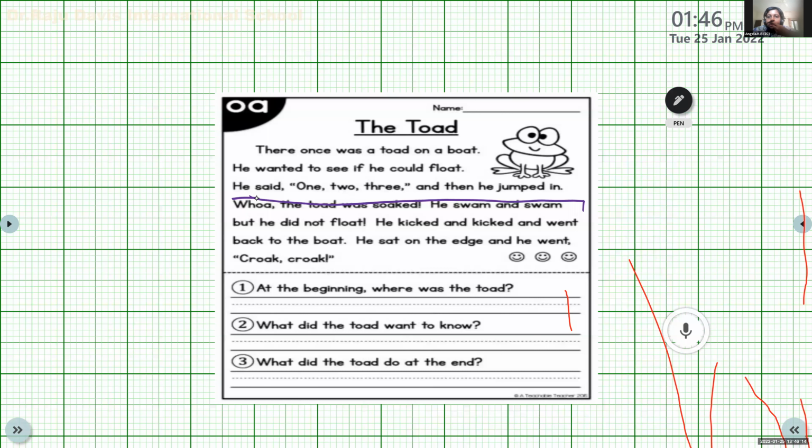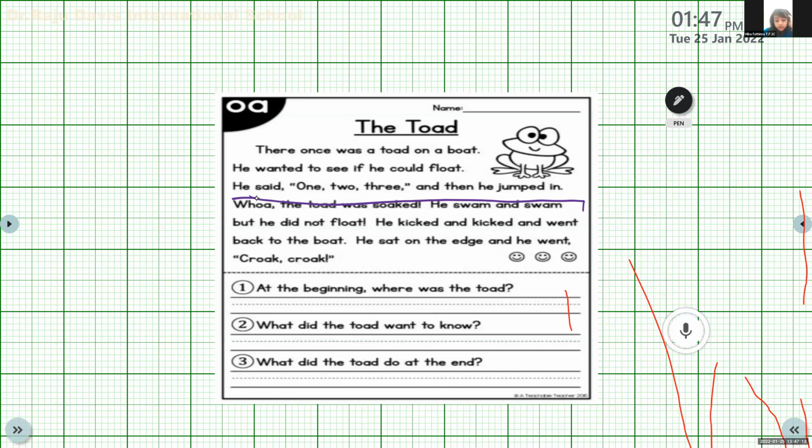The toad. There was a toad on a boat. He wanted. That toad is strong. He wanted to see if he could float. Toad sounds strong. Float. Could float. He said one, two, three. And then he jumped in. Very good. Well read. Thank you, ma'am. You're welcome, Rudraksh.